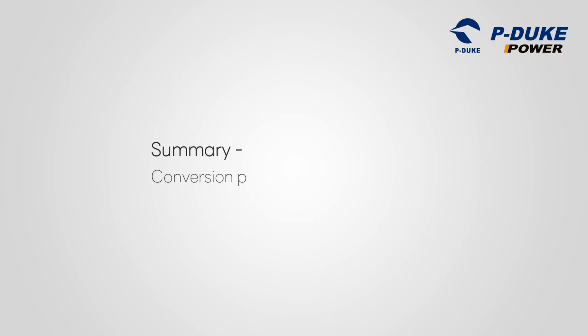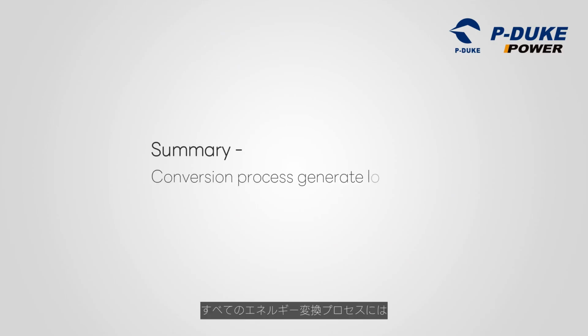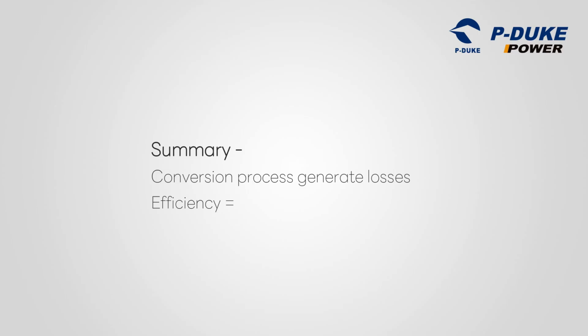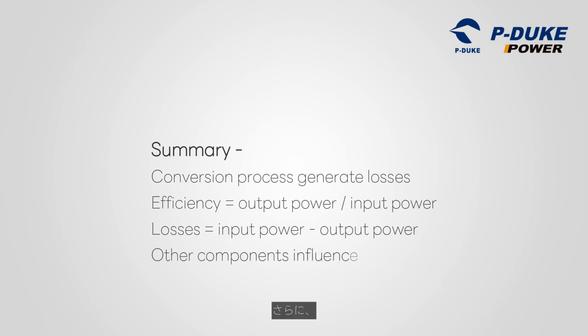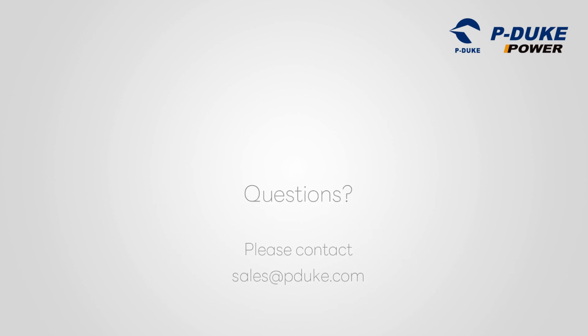Efficiency can be summarized as follows. Every energy conversion process involves some losses. Efficiency is calculated as the ratio of output power to input power. Losses in a converter are determined by subtracting output power from input power. Additionally, other components can impact the overall efficiency.